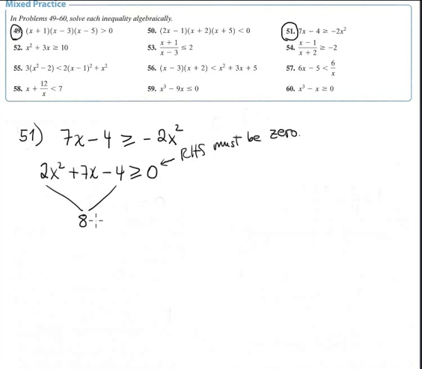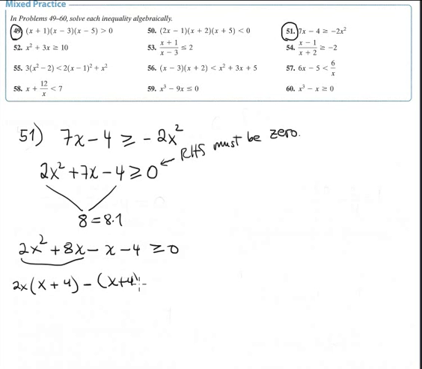Multiply, this is 8, and the combination is 8 times 1. It is 2x squared plus 8x minus 1x minus 4 greater than or equal to 0. By factoring here, the greatest common factor is 2x, x plus 4, and the greatest common factor here is negative 1, x plus 4. Now it's obvious that x plus 4 is a common factor. Now we have 2x minus 1 greater than or equal to 0. And this is the expression that we are studying.